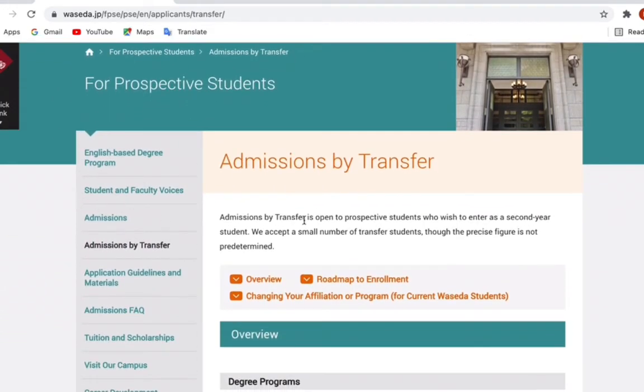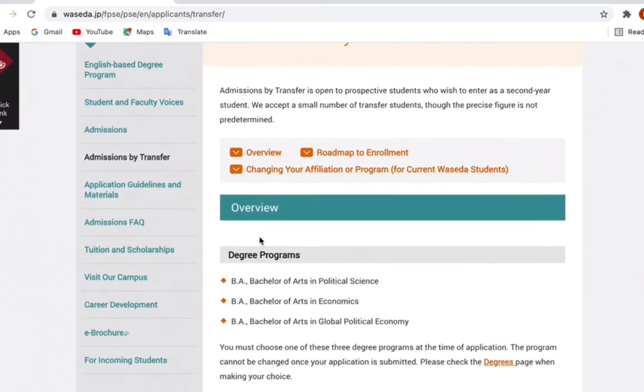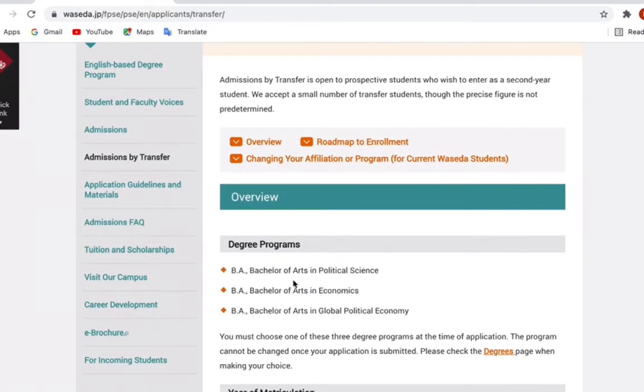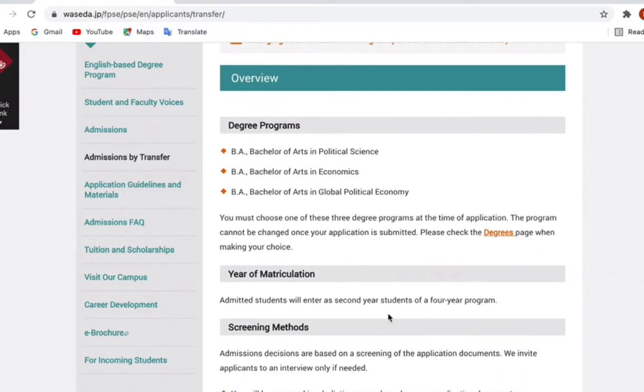So admissions by transfer is open to prospective students who wish to enter as a second year student. We accept a small number of transfer students, though the precise figure is not predetermined. So the degree programs, you have Bachelor of Arts in Political Science, you have Economics, you have Global Political Economy. Admitted students will enter as second year students of a 4-year program.